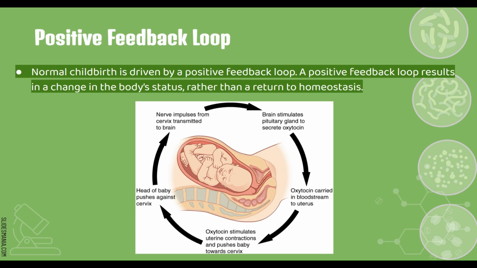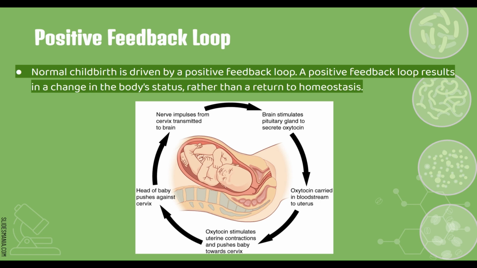So, right here, you have nerve impulses from the cervix transmitted to the brain, right? So that cervix is sending those signals. The brain stimulates the pituitary gland to secrete oxytocin. That oxytocin is then carried in the bloodstream to the uterus. That oxytocin stimulates uterine contractions and pushes the baby towards the cervix, right? So that baby needs to come out one way or the other.